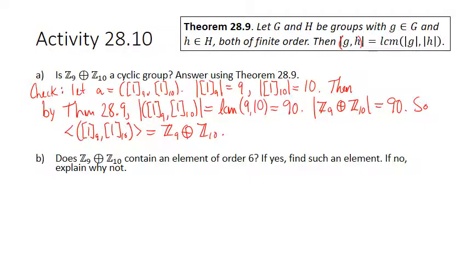Okay, now does Z9 external direct product with Z10 contain an element of order 6? If yes, find such an element. If no, explain why not.